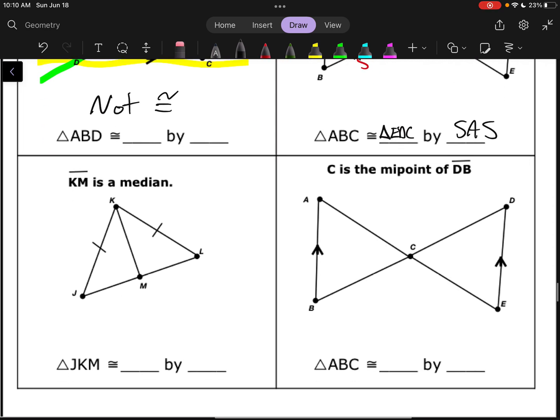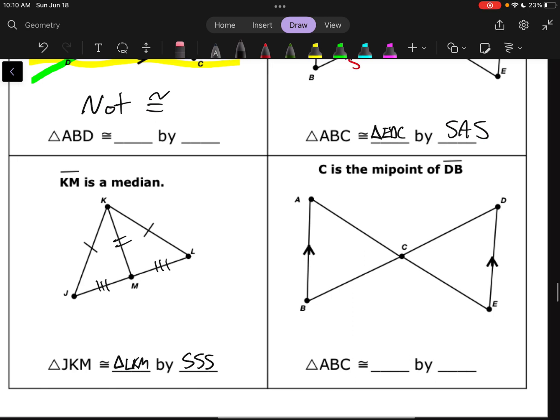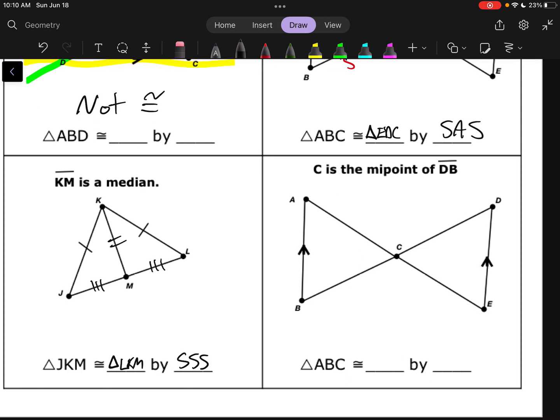All right, KM is a median here. Well, we get the reflexive side in the middle, and then if that's a median, that bisects the opposite side. So JM is congruent to ML. So JKM congruent to LKM by side, side, side.